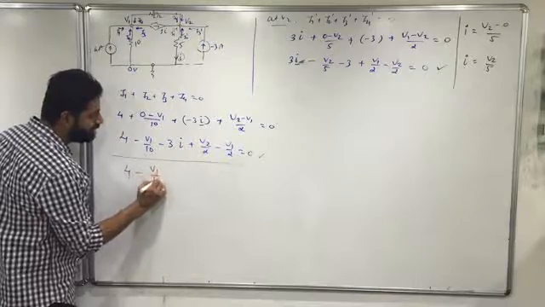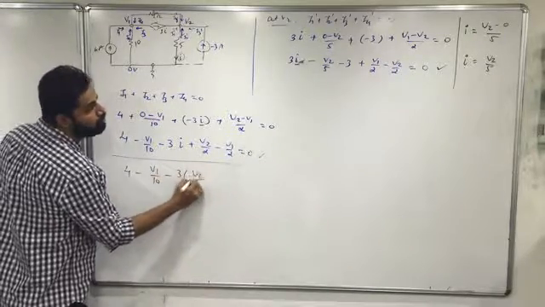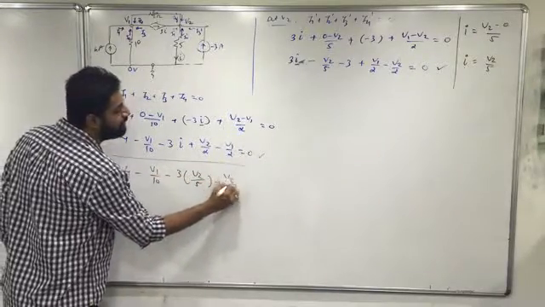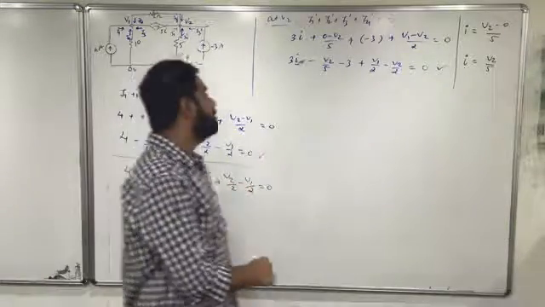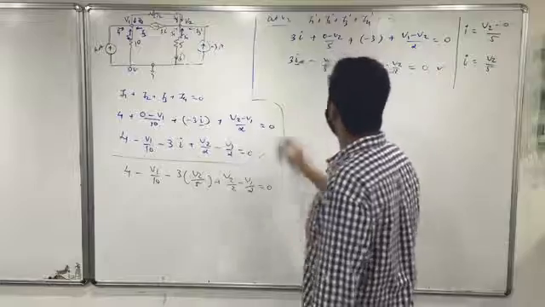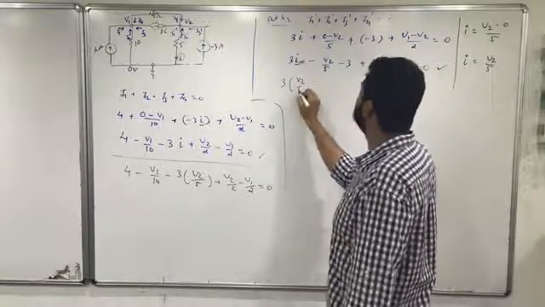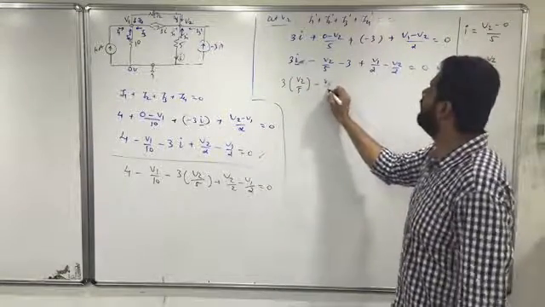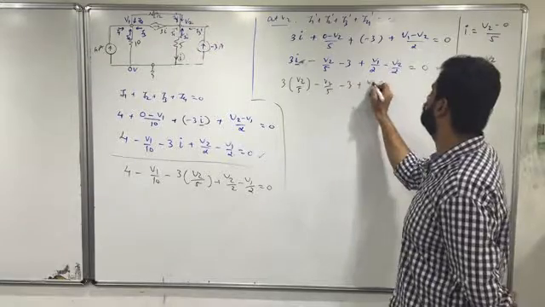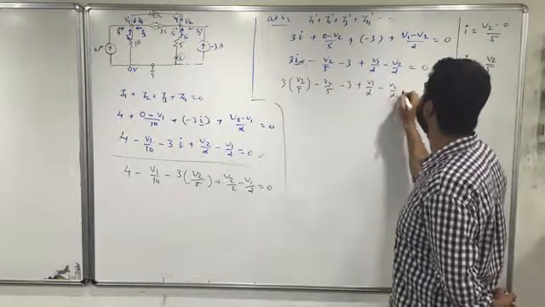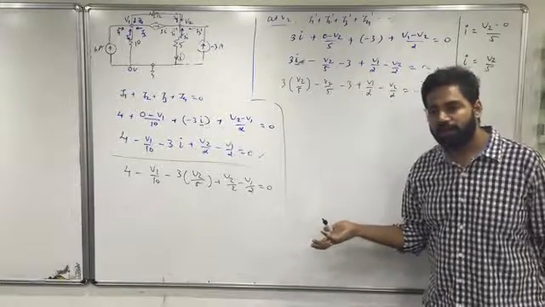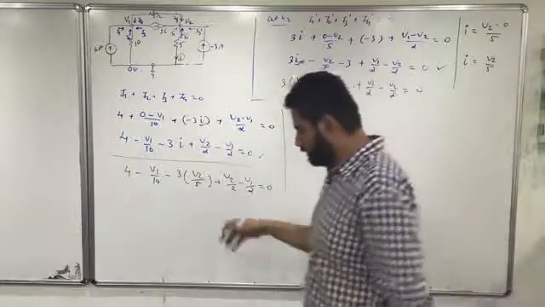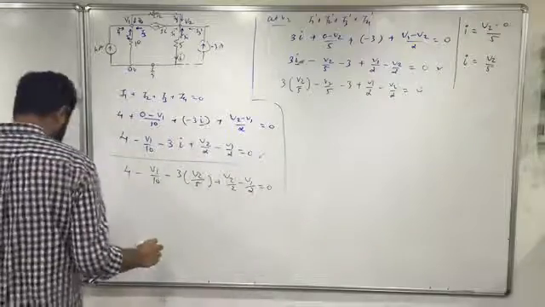So I'll replace this thing, I'll have 4 minus V1 divided by 10 minus 3 into V2 divided by 5 plus V2 divided by 2 minus V1 divided by 2, which is equal to 0. And similarly we can write 3 into V2 divided by 5 minus V2 divided by 5 minus 3 plus V1 divided by 2 minus V2 divided by 2, which is equal to 0. Now I have two equations, two unknowns. We can solve it.